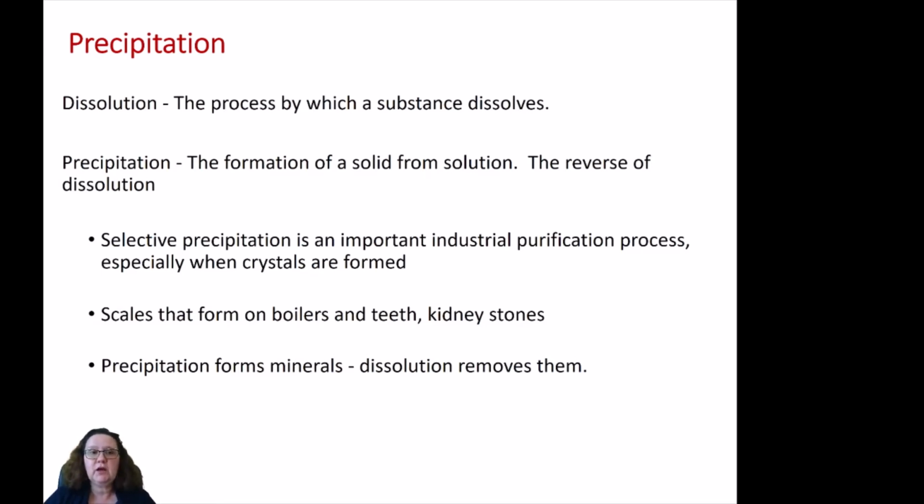And precipitation is a very useful technique, and we use it a lot. It has many applications. There are many examples of precipitation in real life: limescale that forms in your boiler or your kettle, kidney stones, the formation of stalactites and stalagmites. We also use it as an industrial process. For example, precipitation of compounds is a very important purification process, and we use it a lot, especially if the solid is formed as a crystalline solid. The process of precipitation forms minerals, and dissolution removes them from solid form.